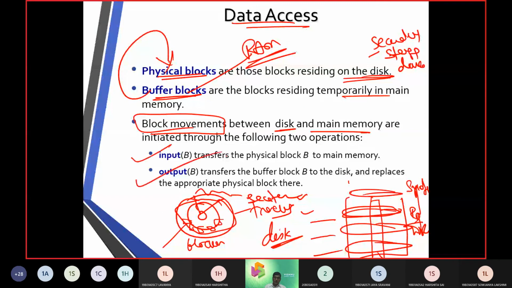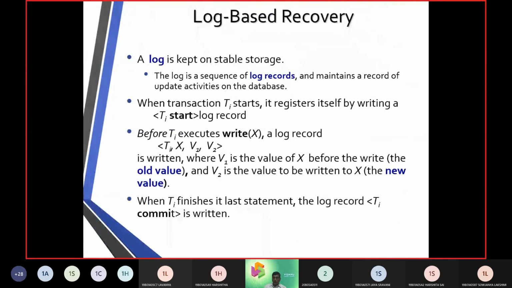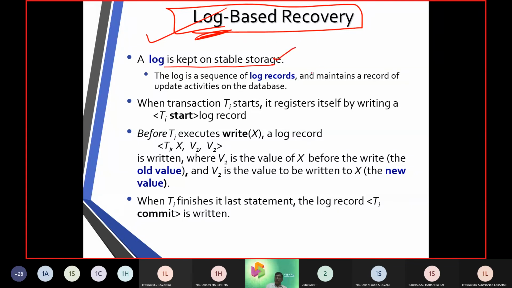So what operations can we do? We can do the operation called input, and we can do the operation called output. Coming to the order in which the disk blocks are stored, we need to have a mechanism, and that mechanism we call logging. Logging is kept on a stable storage, that is, some secondary storage content.